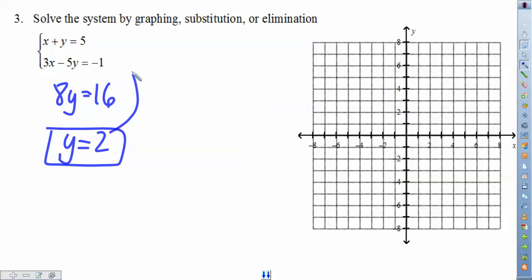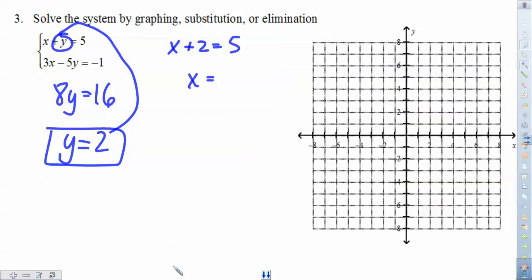Now I can take that 2, substitute it in here, and then solve for x. So if x plus 2 equals 5, then x needs to be, when we subtract 2, 3.